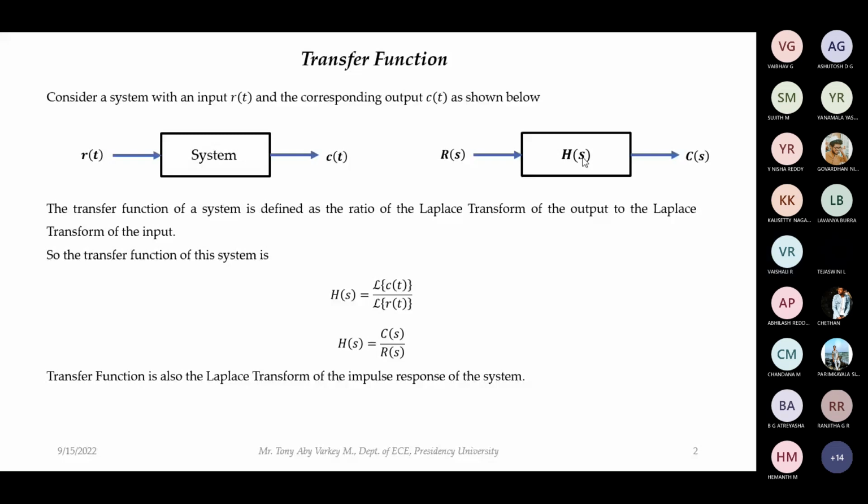H of t, sir. Correct, h of t. That is why I have given the transfer function the name h of s, so that it will relate. So h of s is also the Laplace transform of h of t, where h of t is the impulse response of the system. Is this slide clear? Everything in this slide should be clear because that is very important. Any doubt in this?